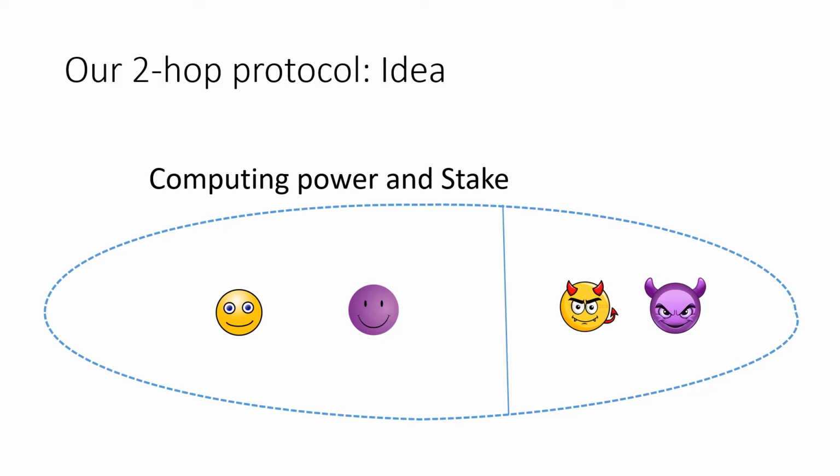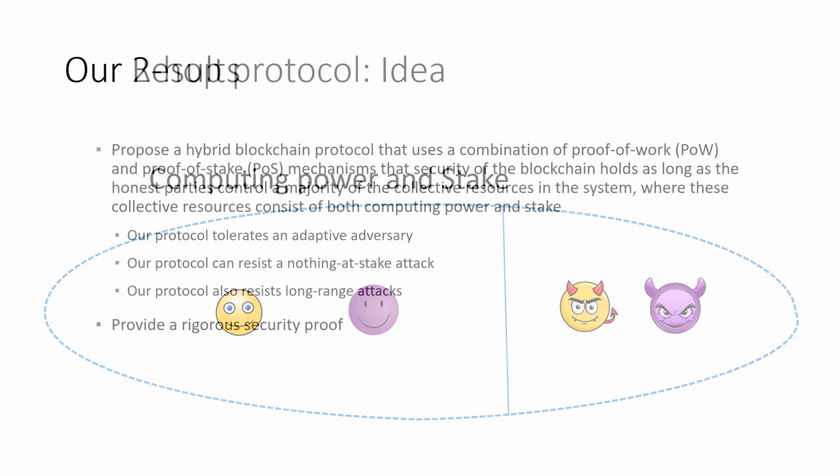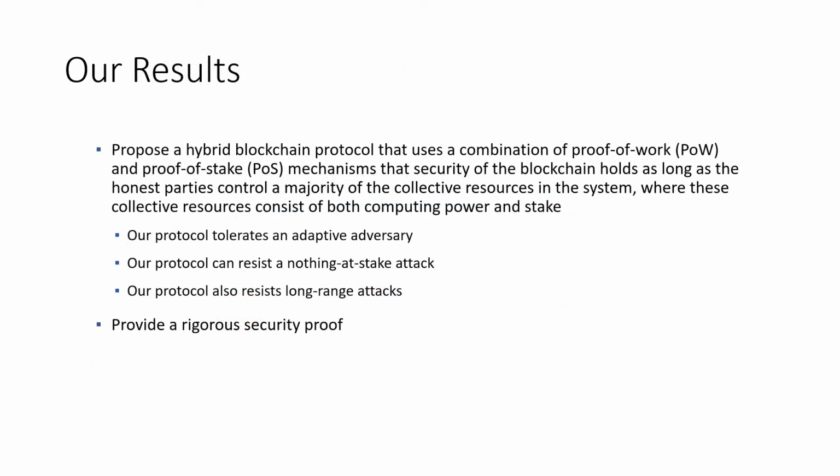We then need to design a secure blockchain so that the adversary can't get any advantage even if he has the majority of computing power. In this work, we propose a hybrid blockchain protocol that uses a combination of proof of work and proof of stake mechanisms. The security of the blockchain holds as long as the honest players control the majority of collective resources in the system, where these collective resources consist of both computing power and stake.